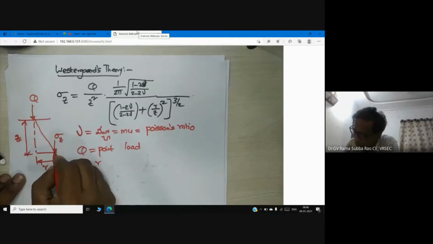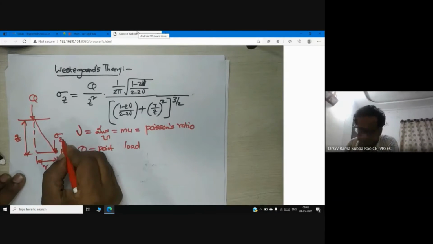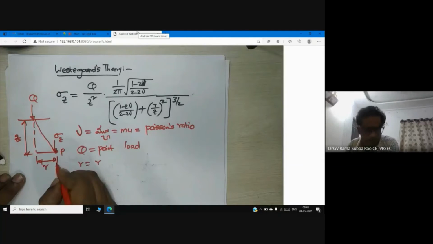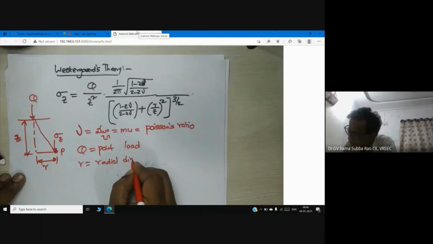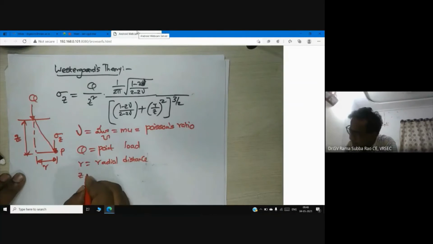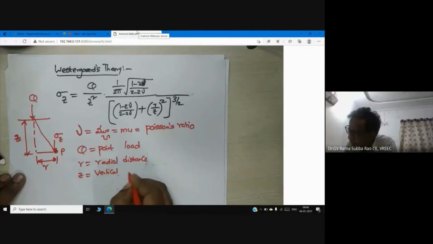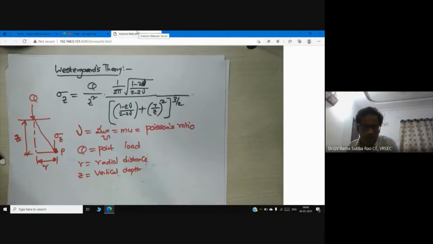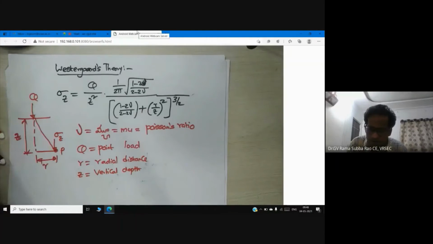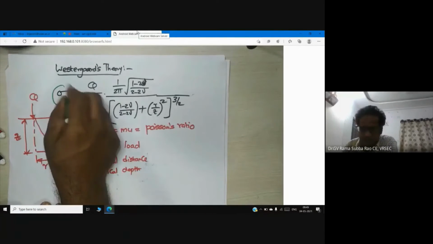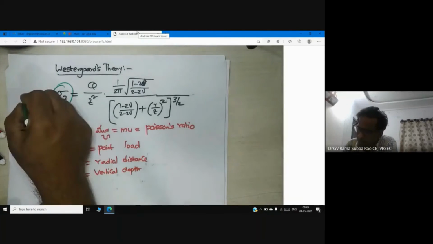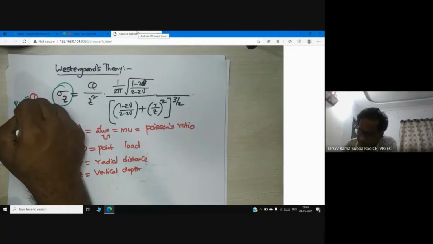So I know what I have to do. I need vertical stress at a point P, which is located at a R and Z. Now R is radial distance. Z is vertical depth. So you can see here it is a very bulk equation, but don't worry, I am going to tell you some logic here. This is the equation originally given by Westergaard in order to calculate vertical stress due to applied load. The applied load is point load.